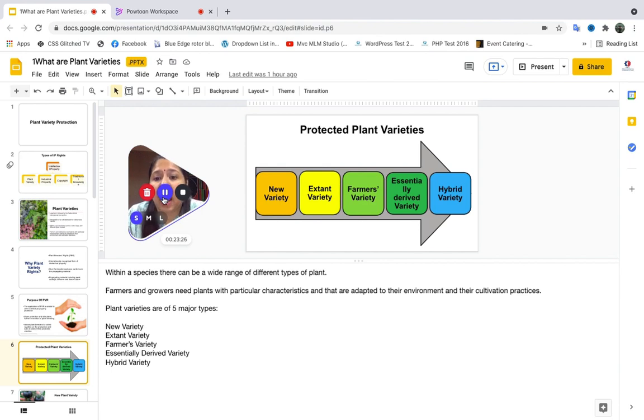Farmers and breeders need plants with specific characteristics. These plants should be adapted to their cultivation processes and adapted to nature as well. Now, plant varieties are further categorized into five types. These are new varieties, extant varieties, farmers' varieties, essentially derived varieties, and hybrid varieties. We'll be learning about these one by one.